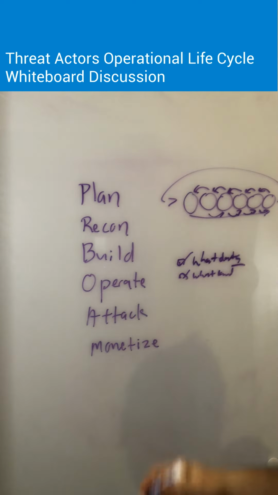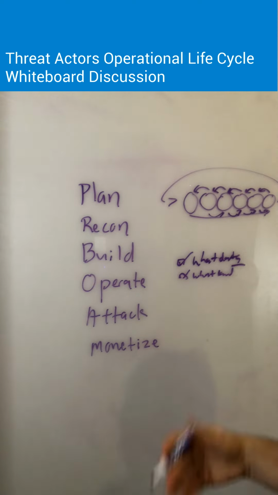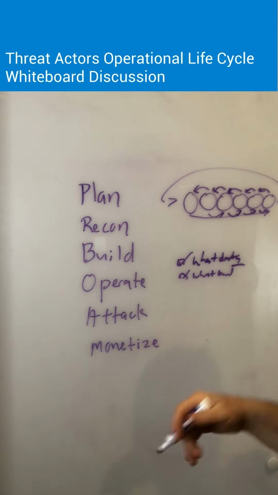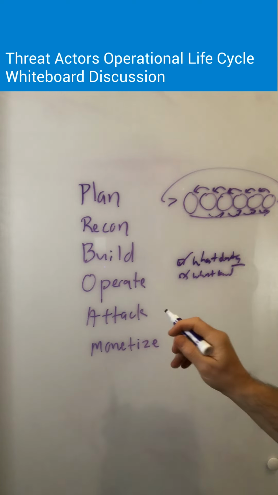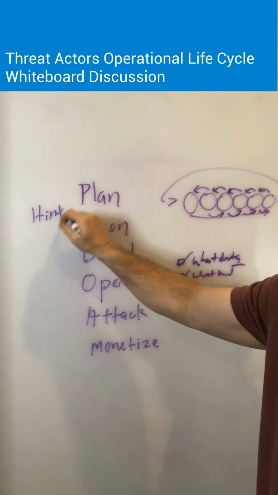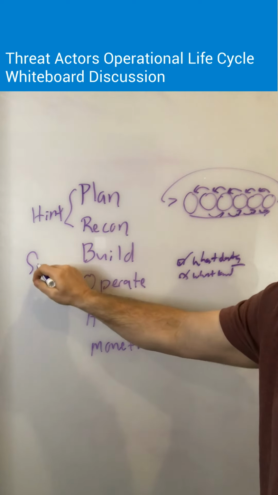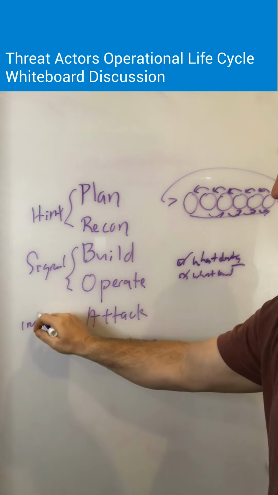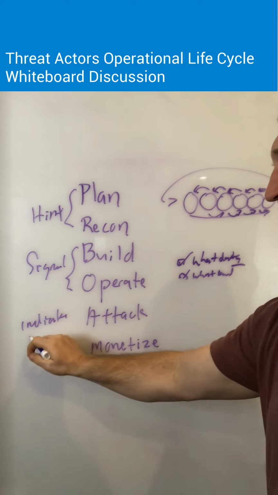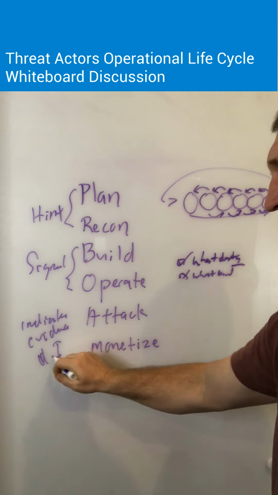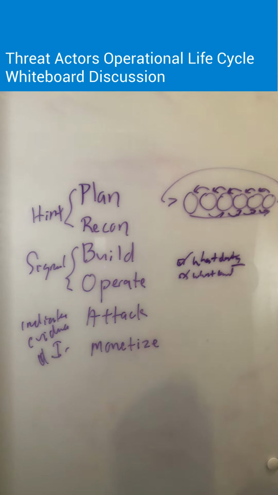Planning is not something typically from a victim's perspective that you get an insight into until after the fact. But frequently, and I promised I would talk about signals and hints, hints begin in this phase. Signals start happening here. And unfortunately, indicators, evidence, and direct interaction, I'm just going to put DI here, happen in these latter two phases.